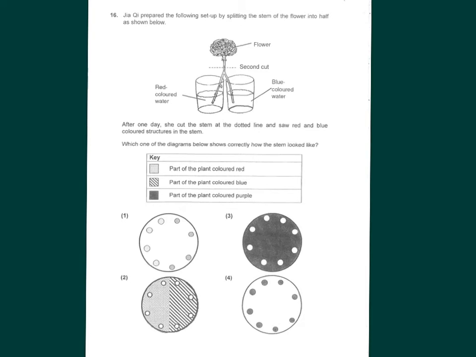Question 16. Jiaqi prepared the following setup by splitting the stem of a flower into 2 halves as shown. Okay, so one part of the stem is dipped in red colored water, and the other part in blue colored water. Now this is actually a very interesting way to dye a flower, to color a flower artificially. Alright, so let me show you, if you've not seen it before, how the actual effect might look.